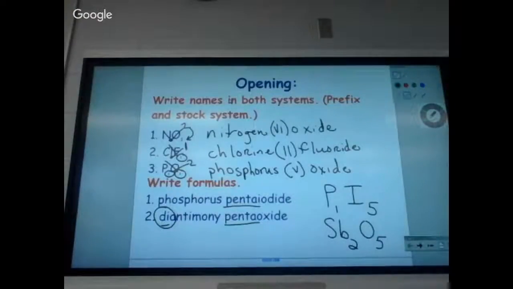All right. Stock system. Number 2, carbon 2 oxide. 3, sulfur 4 oxide. 4, sulfur 6 oxide. 5, nitrogen 1 oxide. 6, nitrogen 2 oxide. 7, nitrogen 3 oxide. 8, nitrogen 4 oxide. 9, nitrogen 4 oxide. 10, nitrogen 5 oxide. 11, phosphorus 3 chloride. And 12, phosphorus 5 chloride.